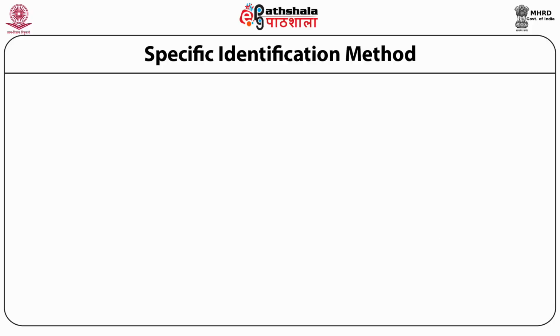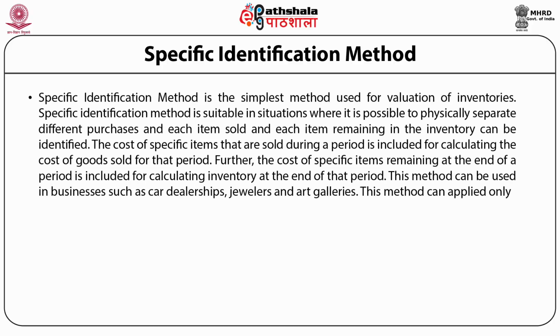Specific identification method. Specific identification method is the simplest method used for valuation of inventories. Specific identification method is suitable in situations where it is possible to physically separate different purchases and each item sold and each item remaining in inventory can be identified. The cost of specific items that are sold during a period is included for calculating the cost of goods sold for that period. Further, the cost of specific items remaining at the end of a period is included for calculating inventory at the end of that period.